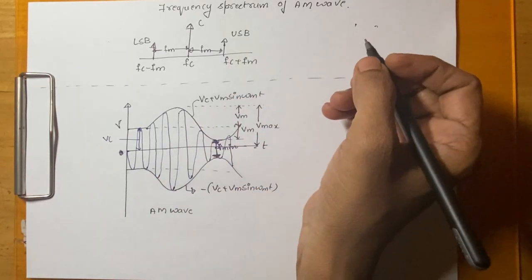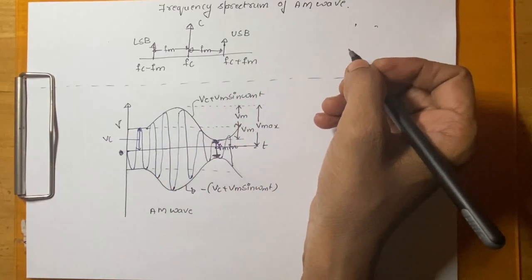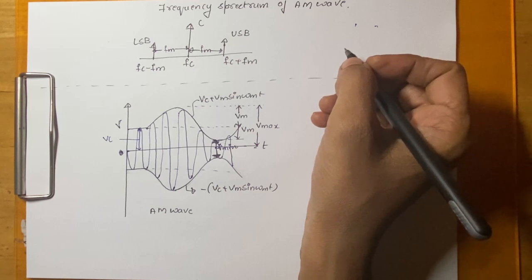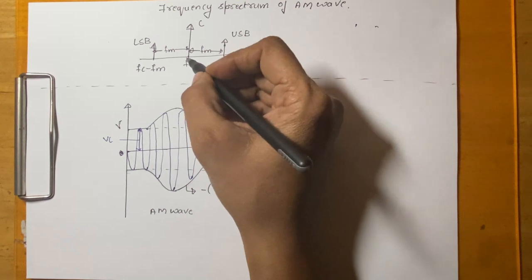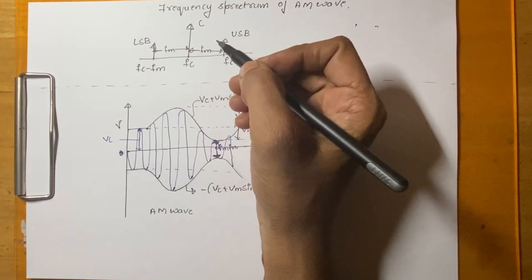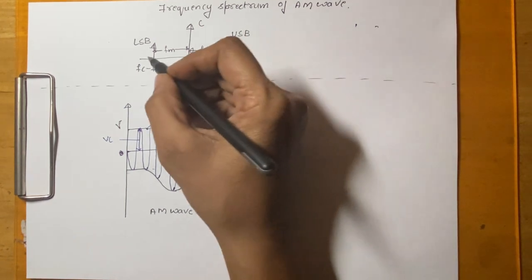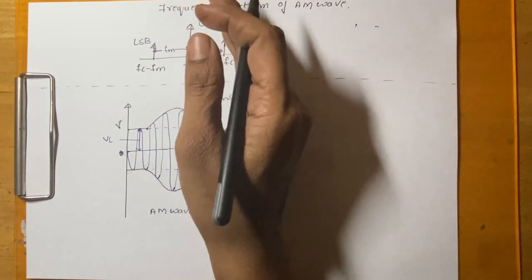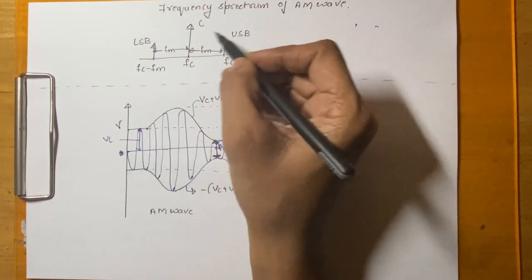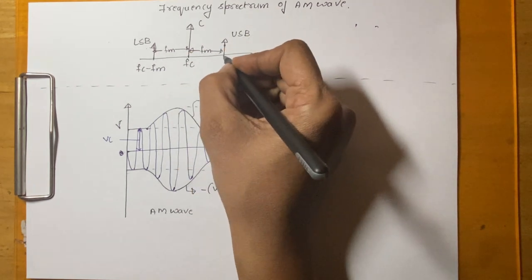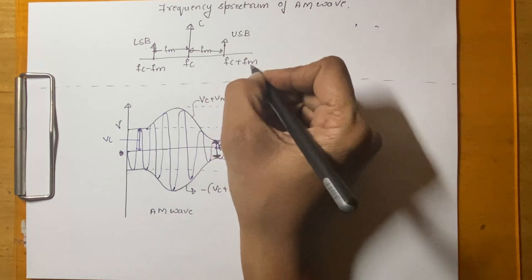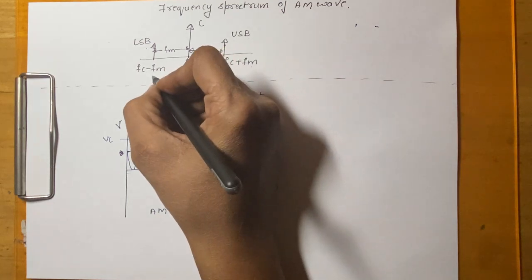Now we'll be looking at the frequency spectrum of an AM wave. We know that an amplitude modulated wave consists of three sets of signals. One is the carrier signal, which does not consist of any information, and there are two side bands, called the upper side band and lower side band, which are symmetrical and placed at frequencies Fc plus Fm and Fc minus Fm.